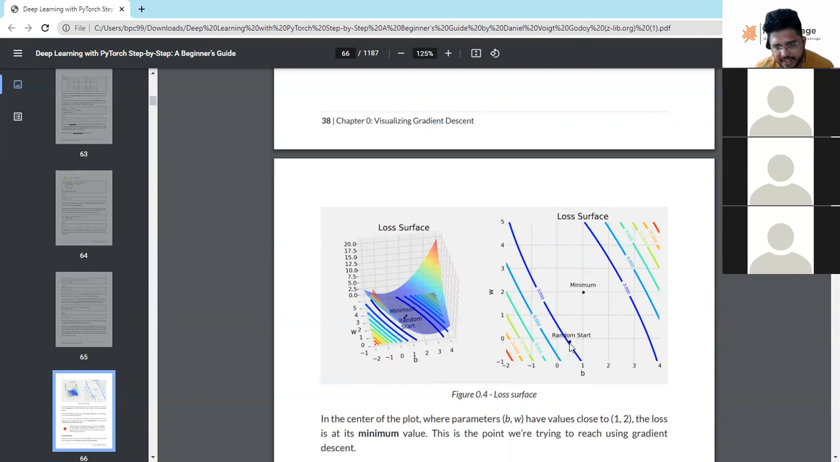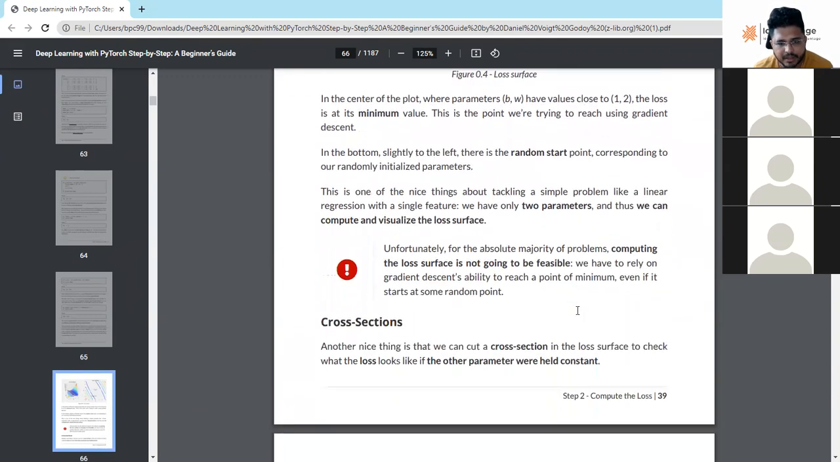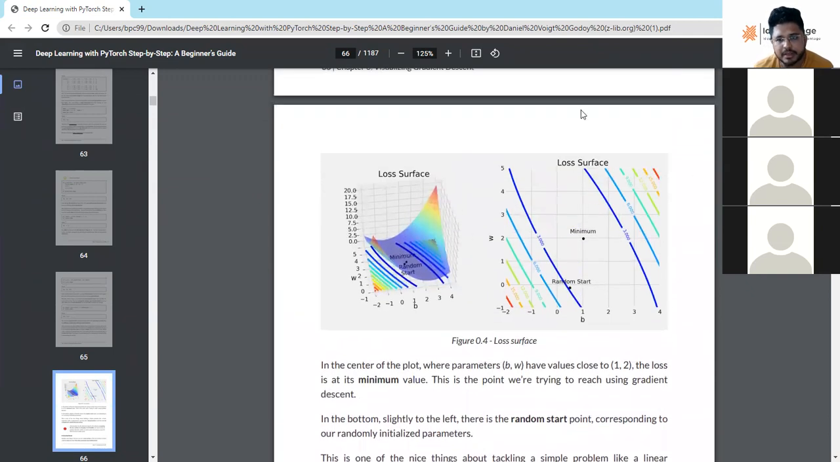And I started somewhere here, random start. If you remember, B was NP rand, a single value, W was NP rand, a single value. So that random value started here. My job is to go from here to here. Right? How will I go? How will I go in code? Programmatically, how should I go? Okay, that is the goal of our gradient descent.